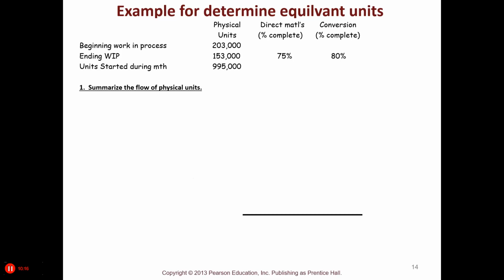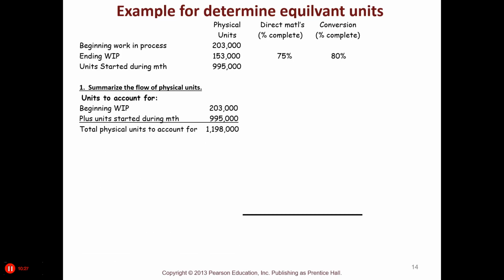So first, we're going to summarize the flow of physical units. Now, we know what we began with, and we know what was added during the month. So that tells us we're going to have to account for 1,198,000. Now, here's what we need. We need to know how much was transferred out and what was left in ending inventory, because of the method we're using here, weighted average, that's all we care about in terms of costing.